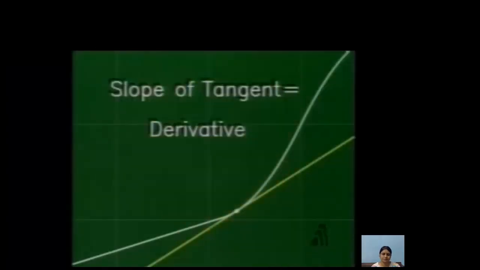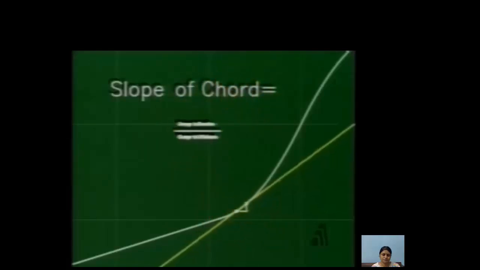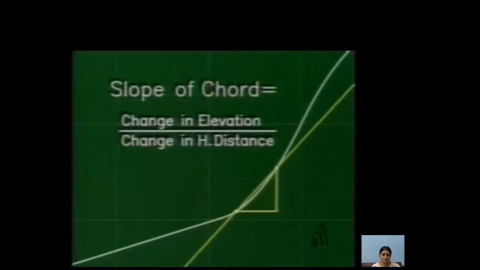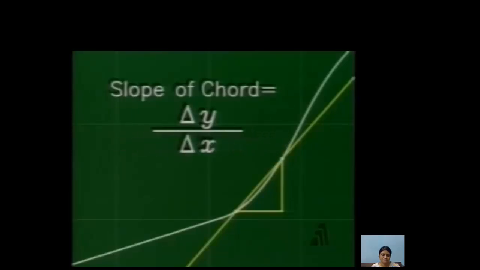before they actually reach zero. Small numbers are marked by the Greek letter delta. Delta y is a small change in y. Delta x, a small change in x. So delta y over delta x is merely a ratio of two small numbers.